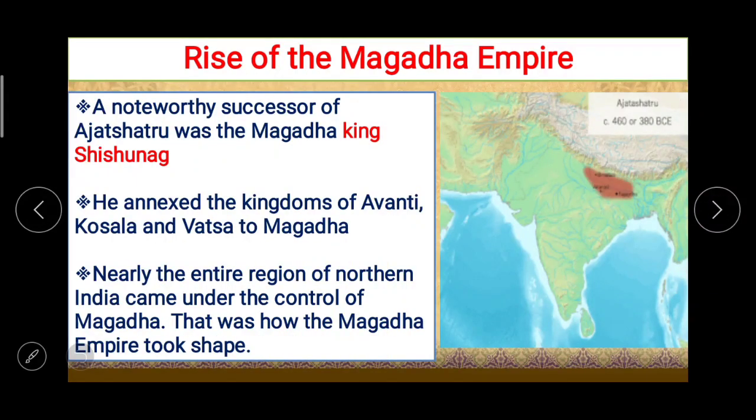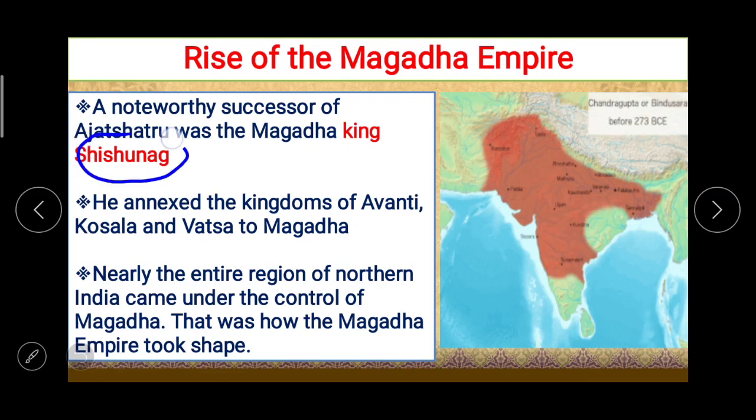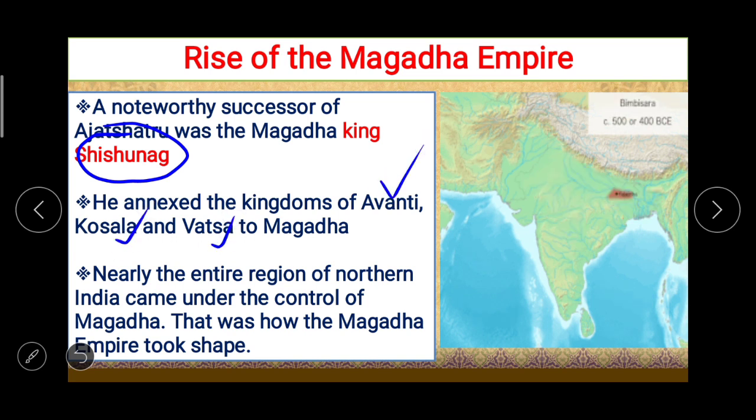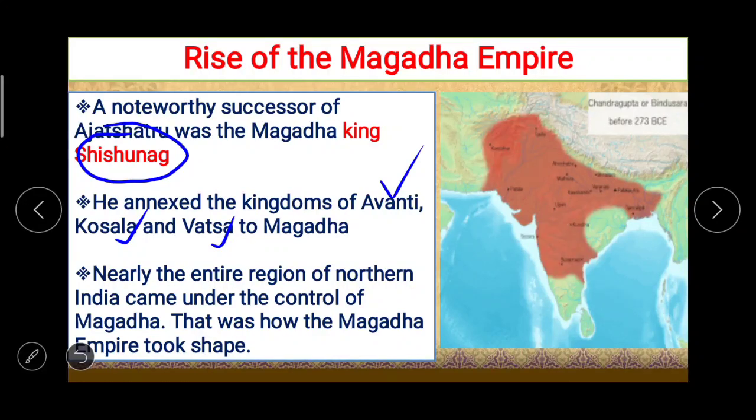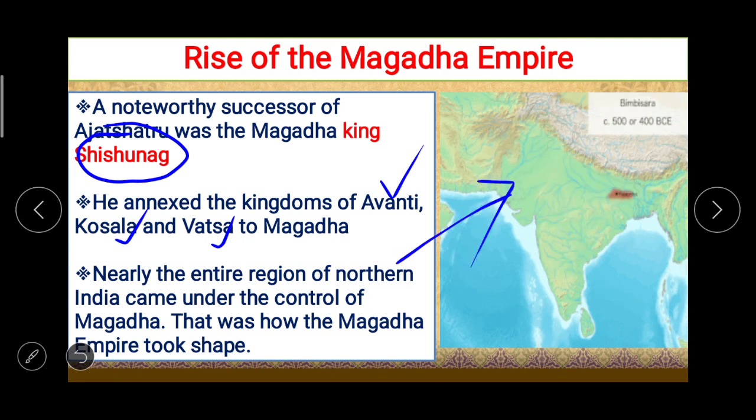Then a noteworthy successor of Ajatashatru was the Magadha king Shishunag. He annexed the kingdoms of Avanti, Kosala and Vatsa to Magadha. So this tells us how big the Magadha Empire was becoming. By conquering all the small states or Mahajanapadas, you can see how it was increasing its geographical boundaries. Nearly the entire region of northern India came under the control of Magadha. That was how the Magadha Empire took shape.